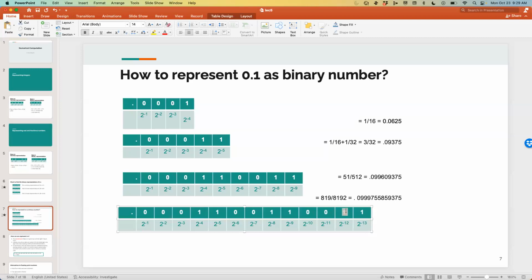And then if I add 1 here, 1 times 2 to the power minus 12 is something that is less than 0.1. So I'm going to continue adding. All right. So in the end, I get something that is very, very close to 0.1, which is this number. So this number is 0.09997 something, which is still less than 0.1, but very, very close to 0.1 compared to all the previous numbers.